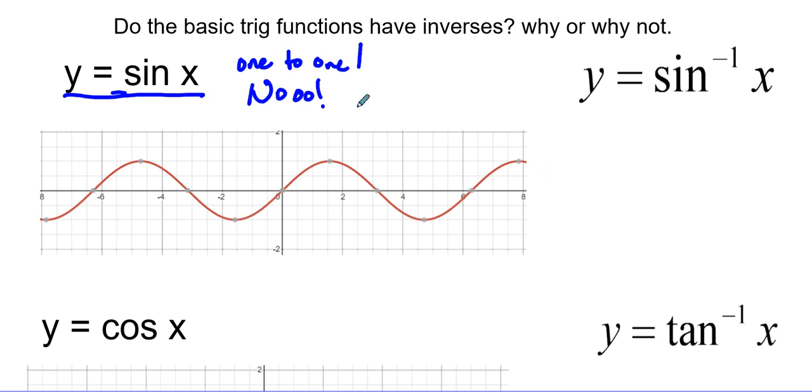Well, just like we did with x squared, we can restrict the domain of the sine function so we can find an inverse. So how would we restrict this? Well, one thing we're going to do is try to get all the different values from -1 to 1. All right, all possible values from -1 to 1.